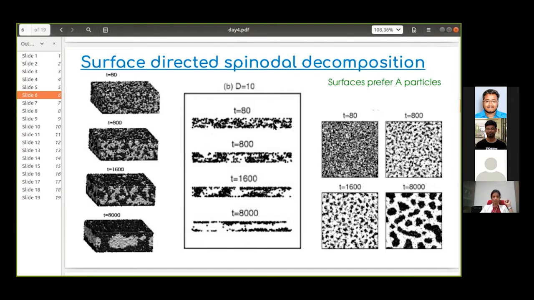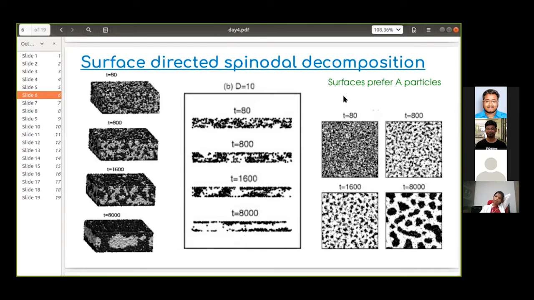So you see that at time t equal to 80, at early time, there is some kind of structure going on in the intermediate fluid, but there's not any prominent layering which has formed. At 800, it has now started forming. At 1600, it's getting thicker and thicker. At the same time, in the vertical direction, these domains are getting much bigger. Finally, at 8000, you clearly see that you have very prominent layers of A particles which have now formed on top of both the top surface as well as the bottom surface.